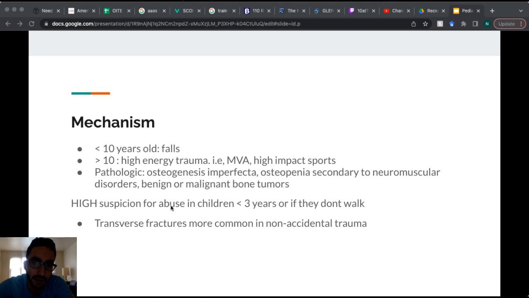Something to note, and I'm not going to get into the whole thing here, but you want to have a high suspicion for abuse in children less than 3 years old, or if they're not old enough to walk yet, and they come in with these kinds of fractures. And just to note, a transverse fracture is more common in non-accidental trauma.